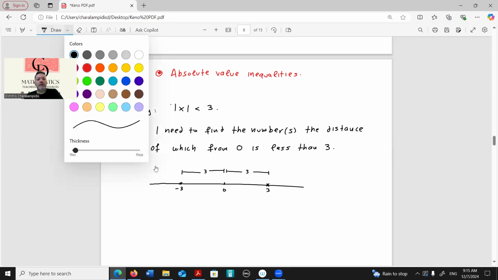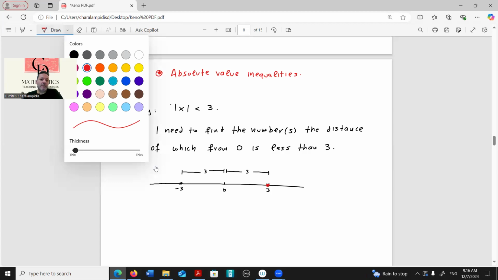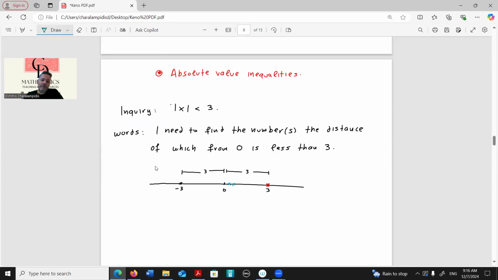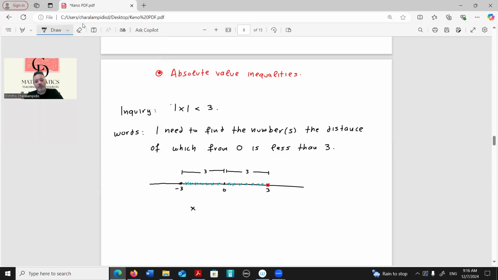So if by being here, I have a distance from 0 equal to 3, doesn't that mean that in any of these points my distance from 0 is less than 3? Yes, same goes to the left region. So I would have said, as an answer, x should be smaller than 3, and at the same time, x should be greater than negative 3.